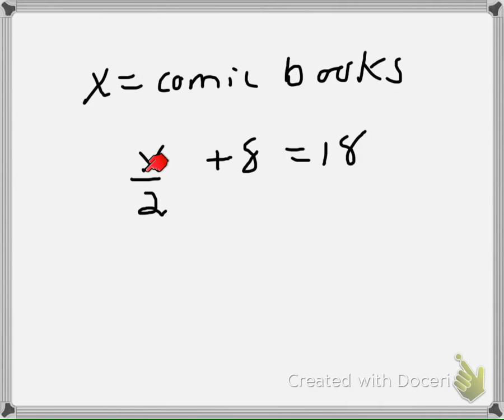Well, it said that he took his comic books and he sold half of them. So however many he had, he sold half. Well, that's the same as taking this number and dividing it by 2. And then it said that he bought 8 more, and then he now has 18. So this is the equation for this situation.